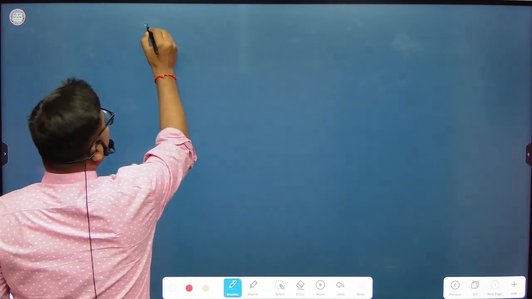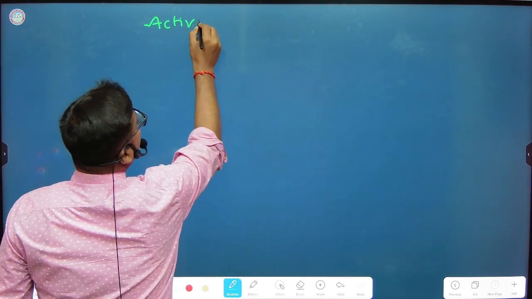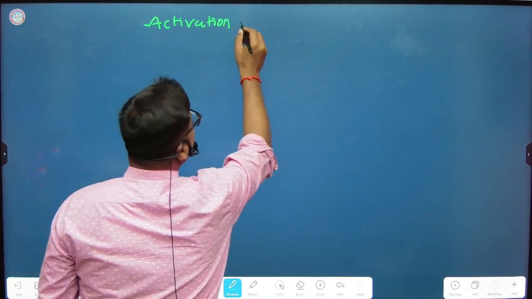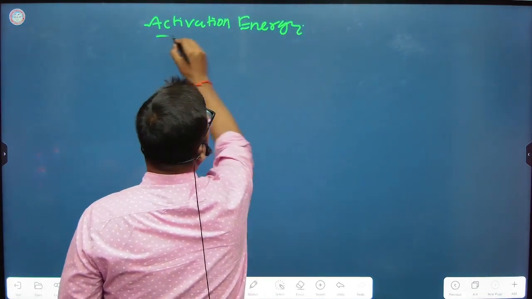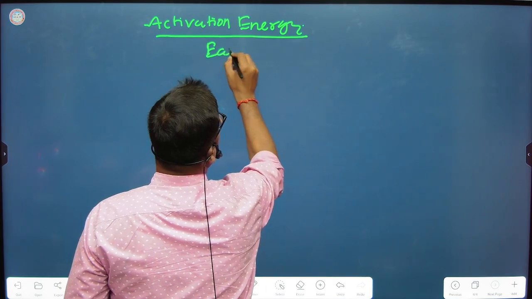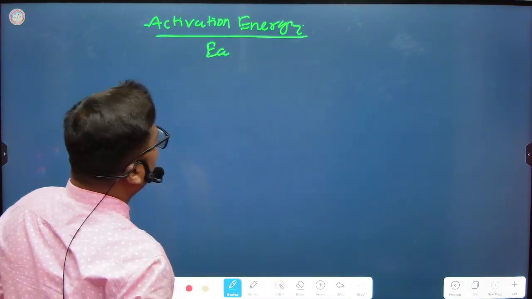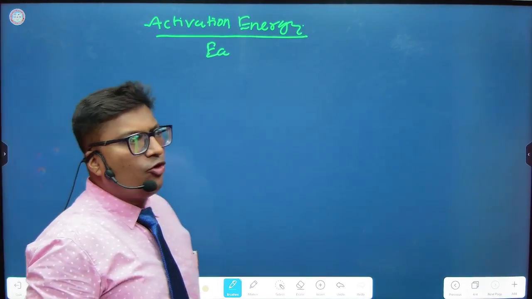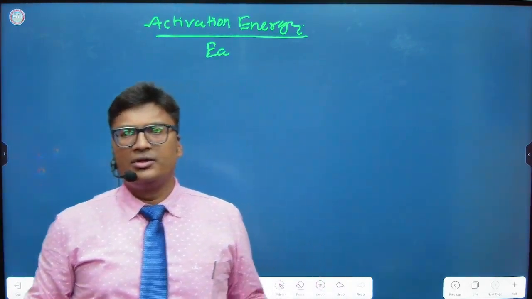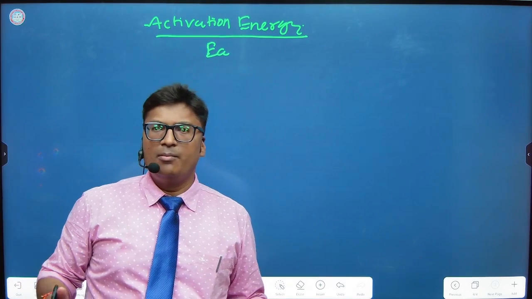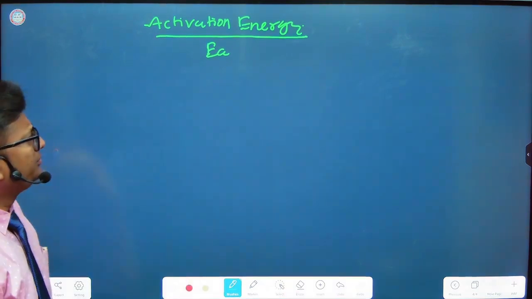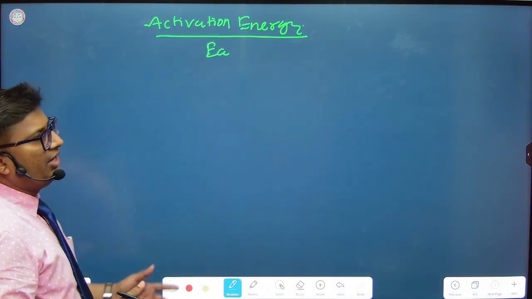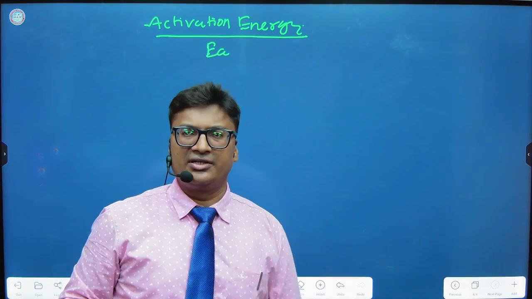Activation energy, EA, is the minimum amount of energy required by reacting molecules to convert into products after effective collisions, right?